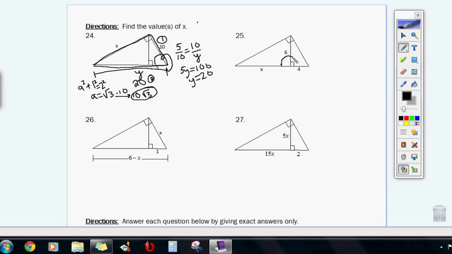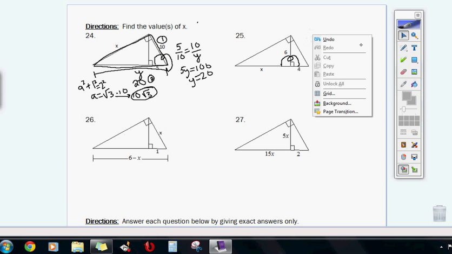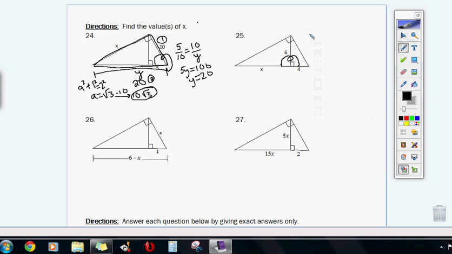25 here is a pretty straight up application of the center squiggle. The center squiggle is one that helps us memorize the geometric mean for this height of the big right triangle. So x is to 6 as 6 is to 4. And when we cross multiply there, we get our answer of 9.